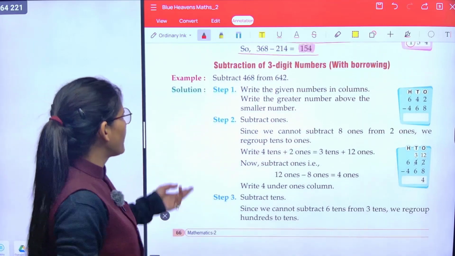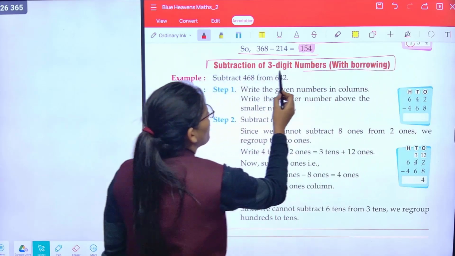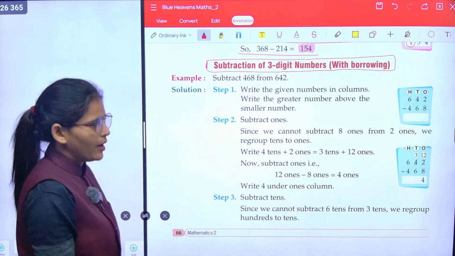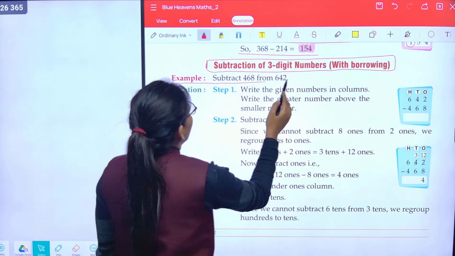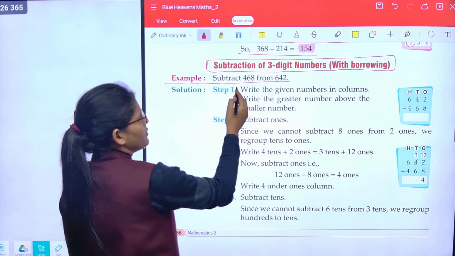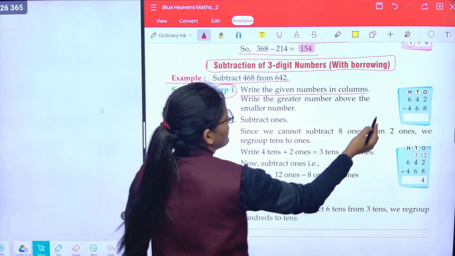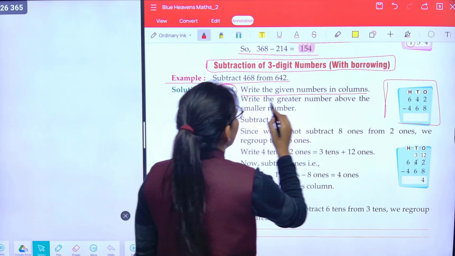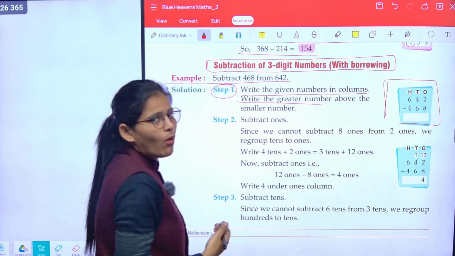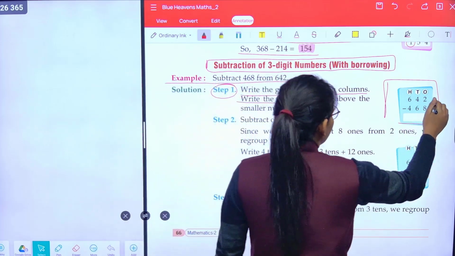Okay. Now class, subtraction of 3-digit numbers with borrowing. Now example, subtract 468 from 642. Step 1, write the given numbers in columns and write the greater number above the smaller number.